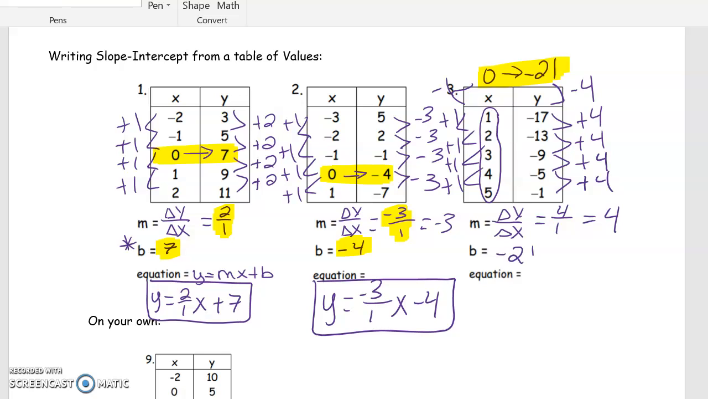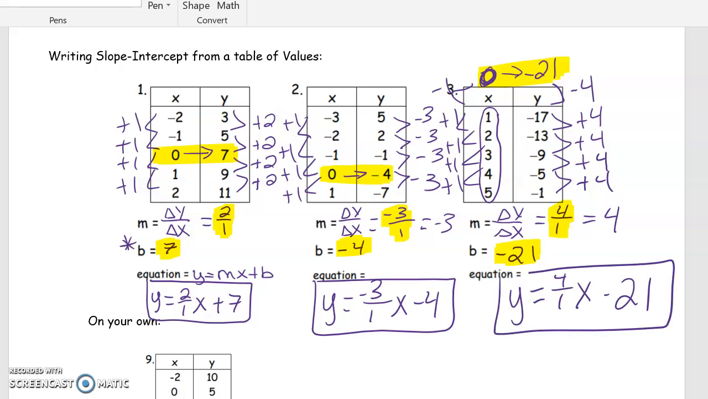That would be -21. So for number 3, the tricky part here was we had to add in an x value of 0, so go backwards on our table, which means we had to subtract 4. All right, now I have my m and I have my b, and I can plug those into the equation. 4 over 1x minus 21. And that is the last part of slope-intercept that we are doing for today.